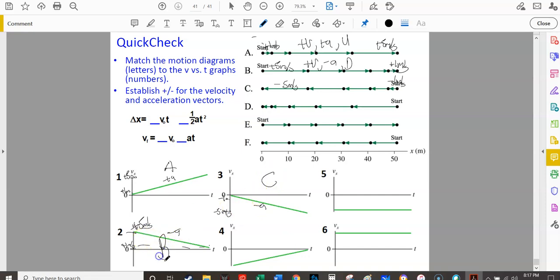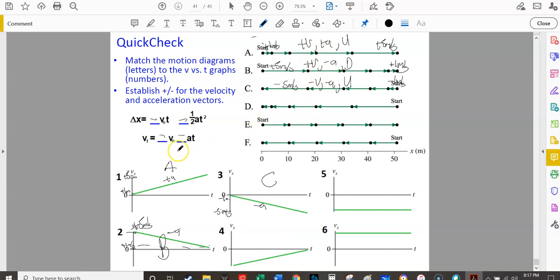I'm going to put a B here. It's matching up with B there. And so you start off with a negative initial velocity vector, and it becomes even more negative over time, so that means your acceleration must be negative. Okay? And so these are negative velocity, negative acceleration, and that is speeding up. Okay?